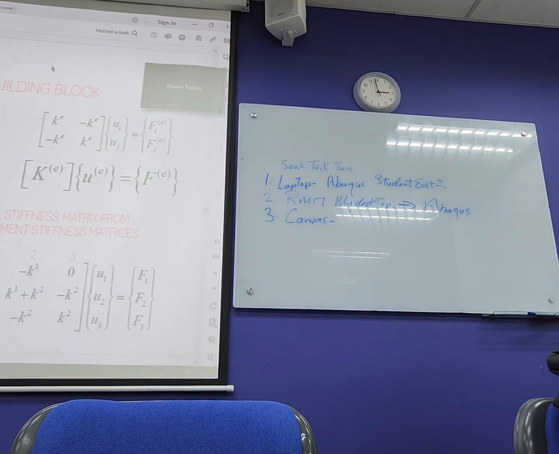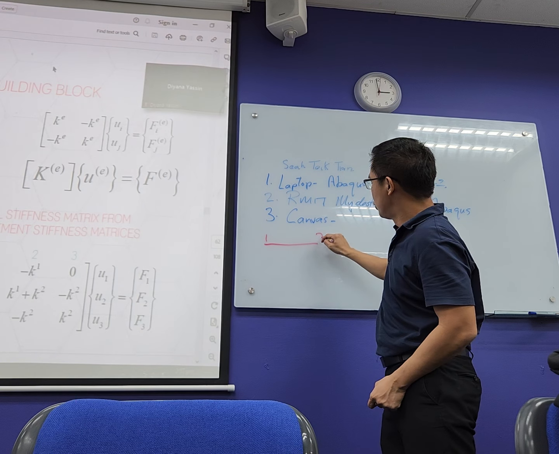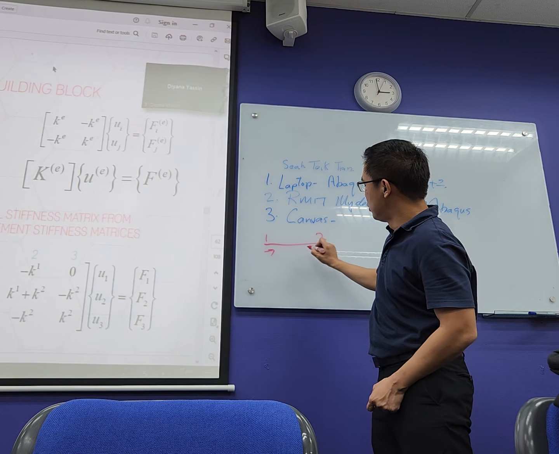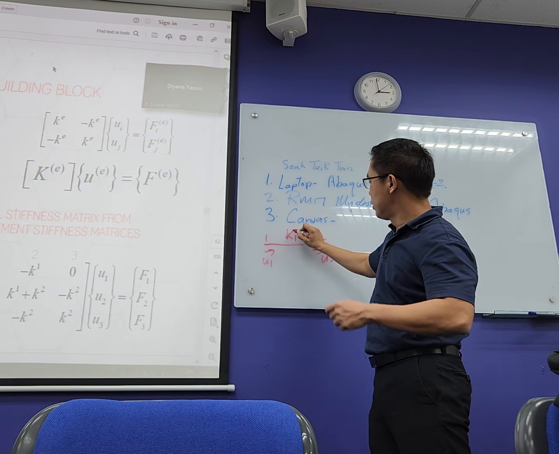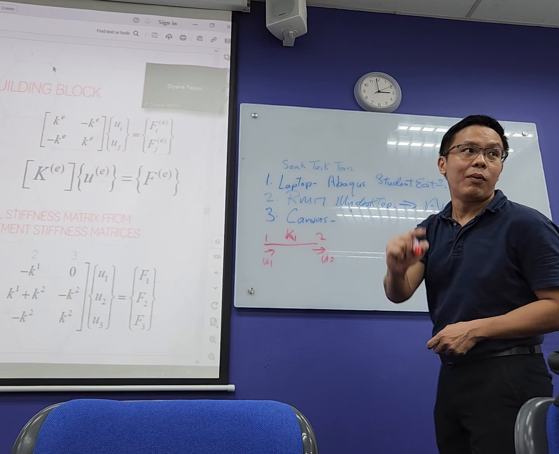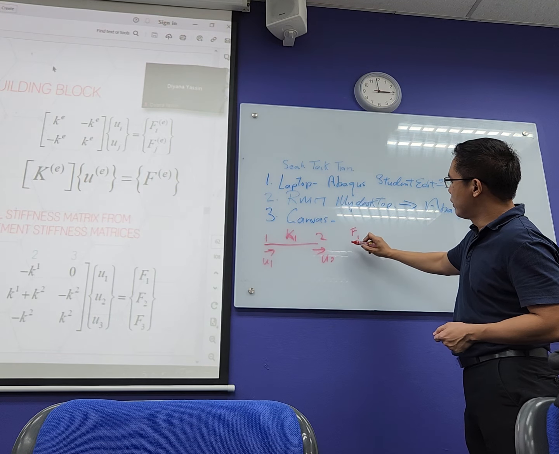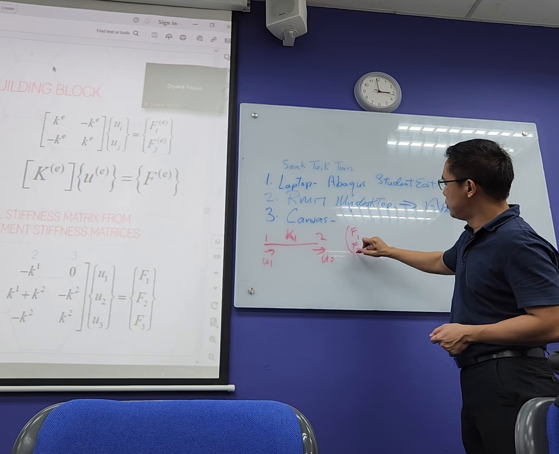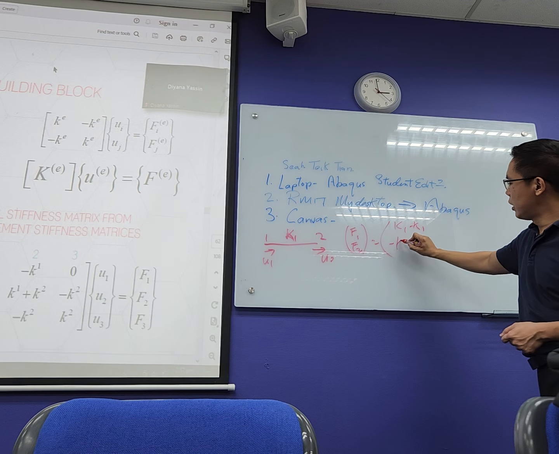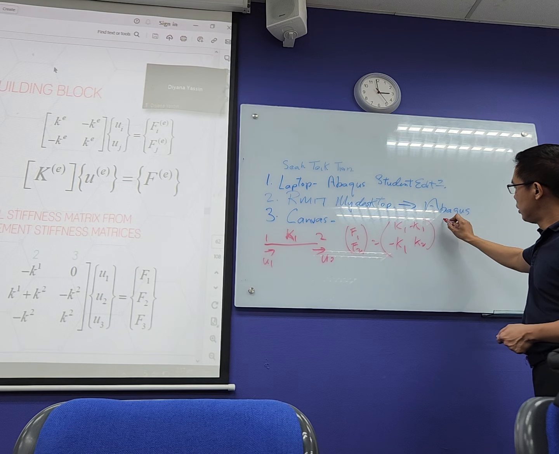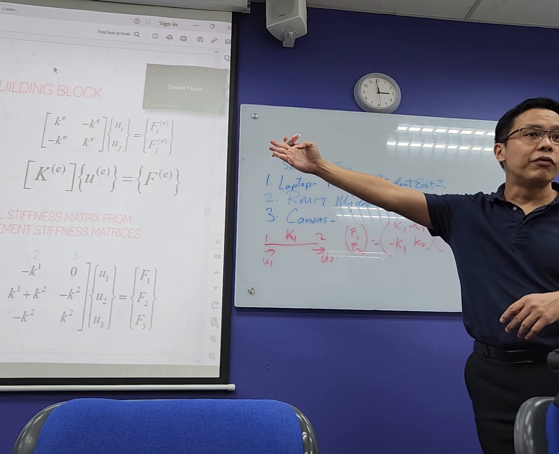So just now, remember we did the first one, the first element, nodes 1, 2. Then we denote U1, U2, K1. The first element's stiffness is K1. The stiffness matrix will be F1, F2 equals K1, negative K1, negative K1, K1, times U1, U2. Same as what we did just now.